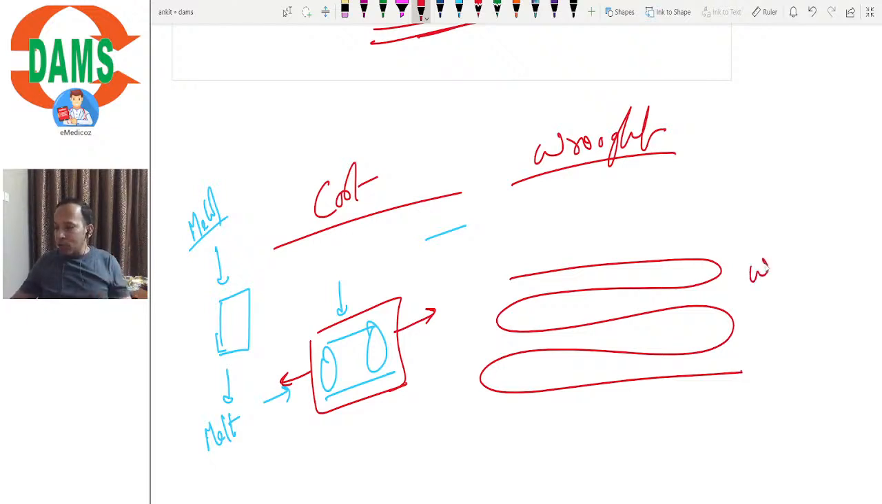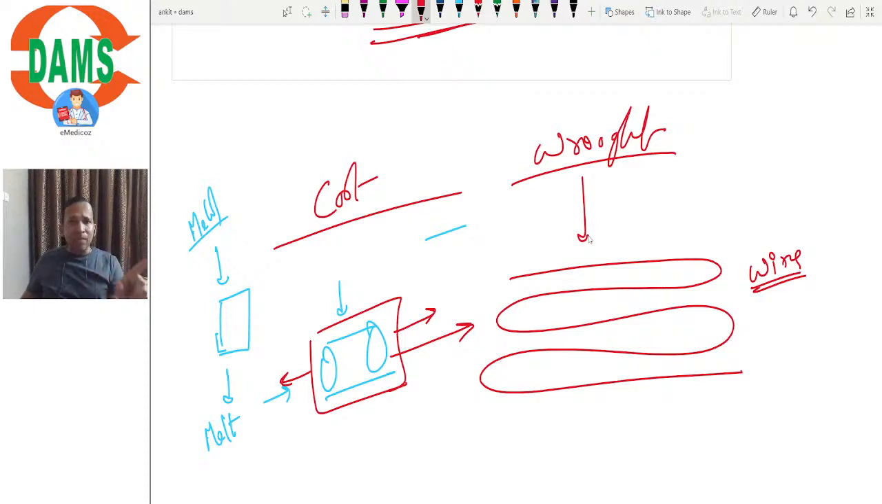तो ये तो क्या हो गया, वायर, ठीक है। And to convert this cylinder in the form of a wire, what we did is we strained it. So after the application of stress, it is strained and it converts in the shape of a wire. This is known as wrought metal. समझ में आ रहा है?